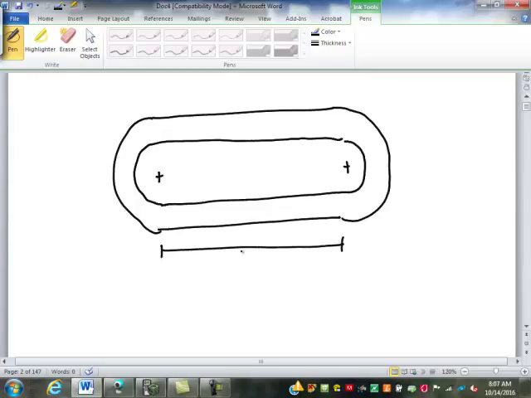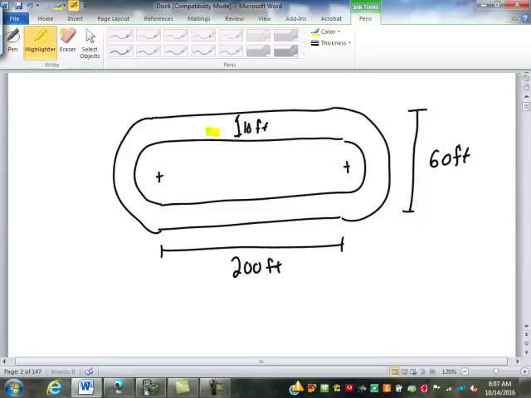So let's say this one is 200 feet here, 60 feet across here, and 10 feet across there. Find the area. I'm just asking for the area this time. We'll talk about perimeter in a little bit. Find the area of that highlighted part, the track.